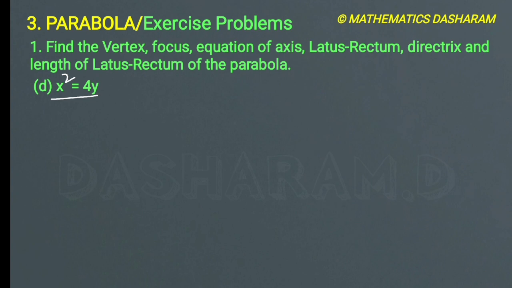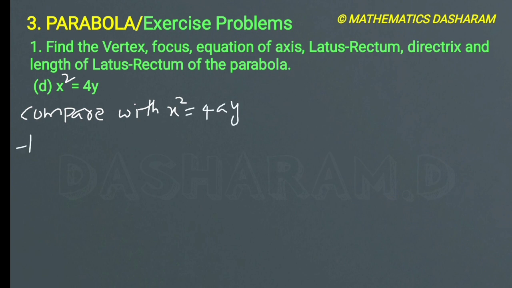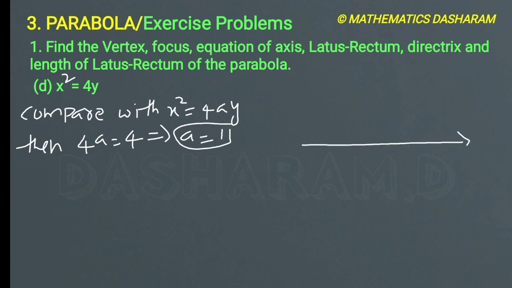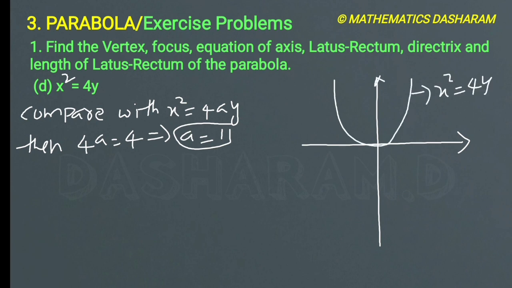Question number D, x square equals 4y. Compare with x square equals 4ay. So here 4a equals 4, which implies a equals 1. Let's draw its diagram. It is an upper parabola shape. Here is the y-axis, and this is the x-axis.